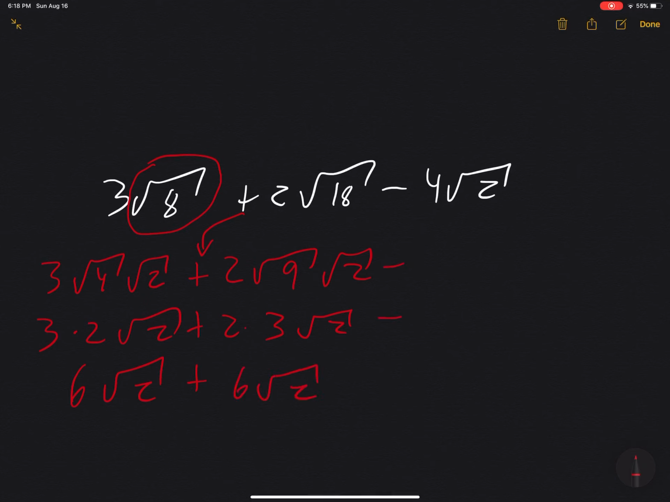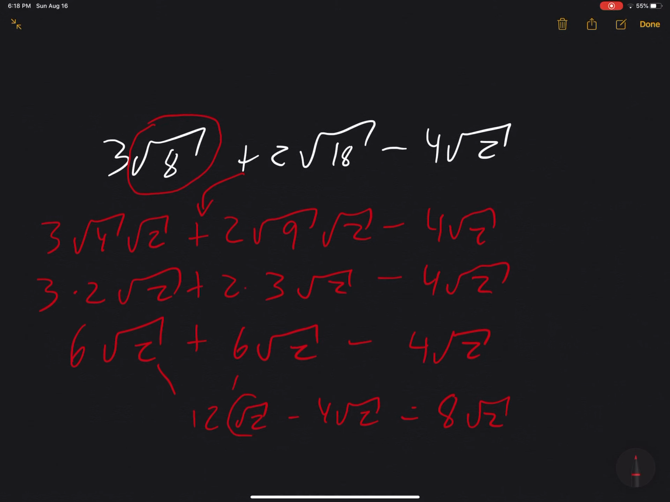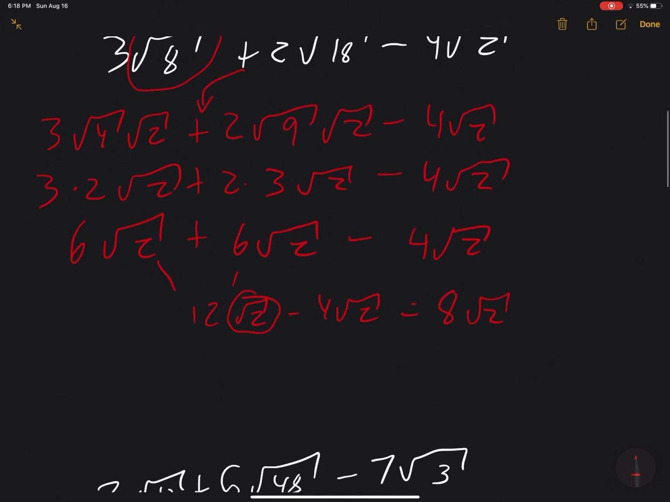And then we have minus 4 root 2, which is just equal to 4 root 2. And we see that we can simplify this all the way down. 6 root 2 plus 6 root 2 is 12 root 2 minus 4 root 2 is equal to 12 minus 4, which is 8 root 2. And you notice that once we're in simplest terms, we just treat the radical like a variable. We can combine like terms as long as they have the same number inside of the radical.